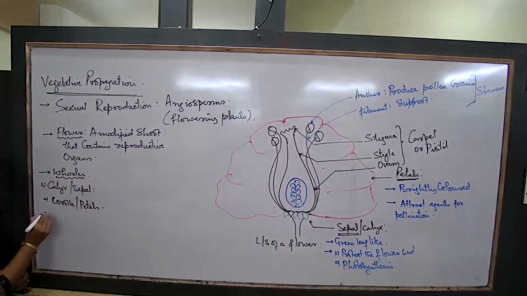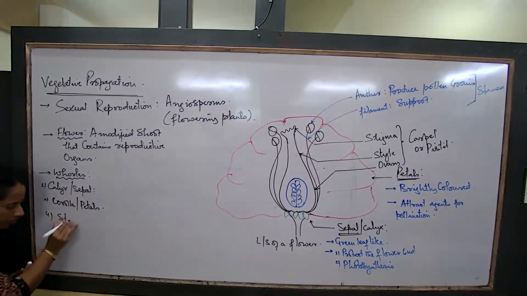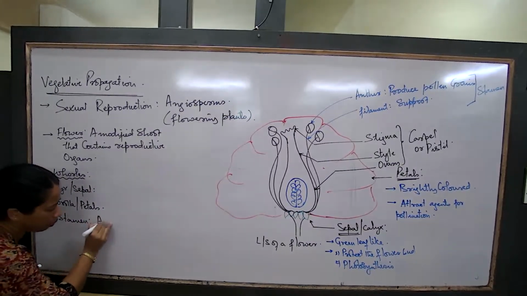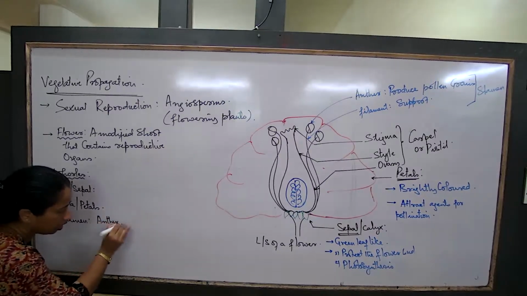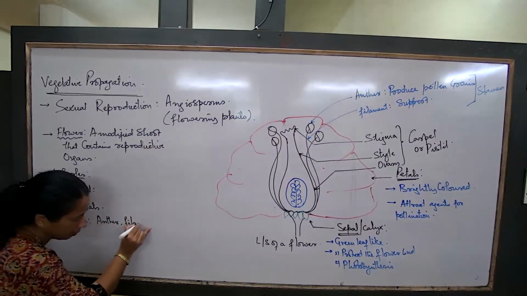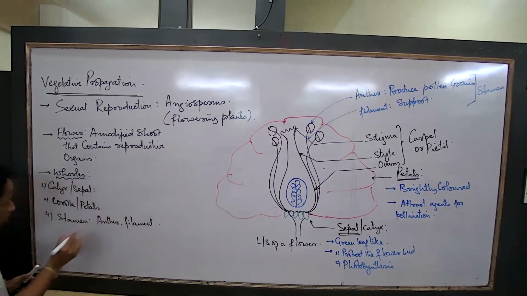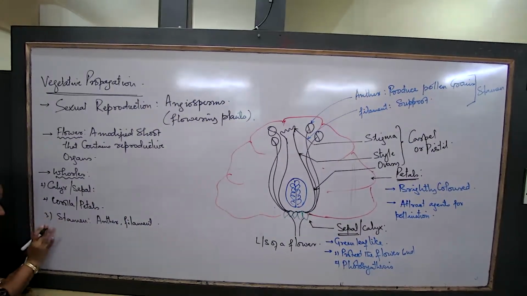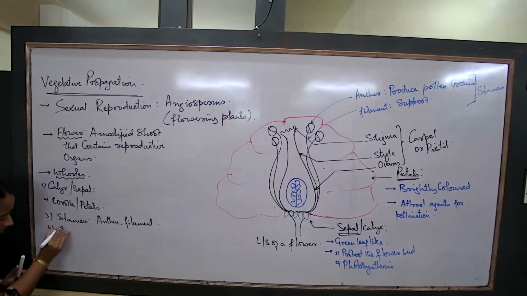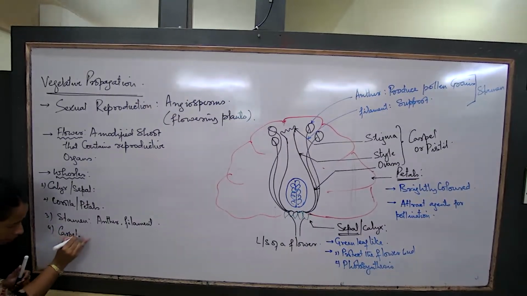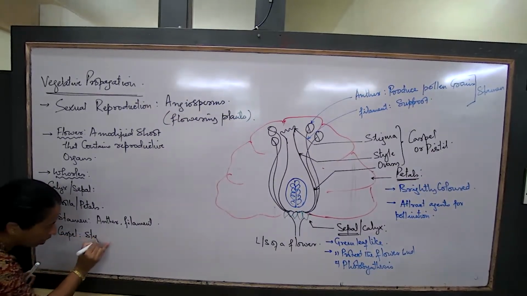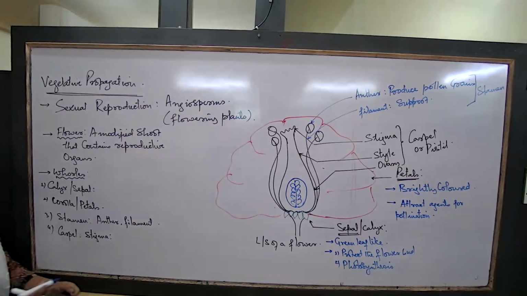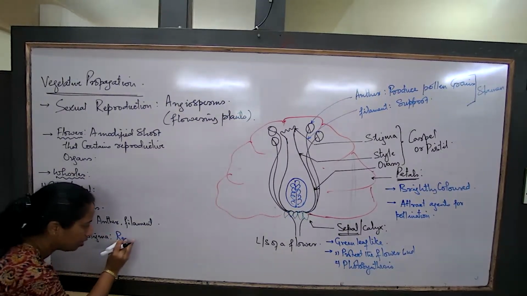So what are the four whorls again? I talk about the stamen. What is the stamen made up of? It is made up of the anther and the filament. Talking about the fourth part, the carpel, also known as the pistil. What is it made up of? It is made up of the stigma. What is the major function of the stigma? To remember, it receives the pollen.